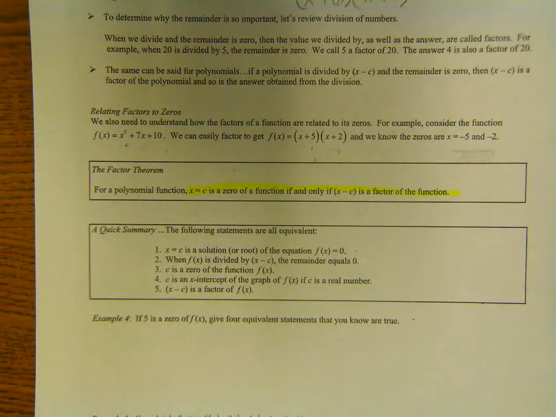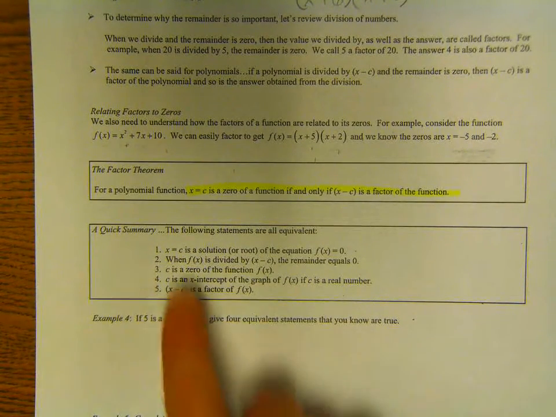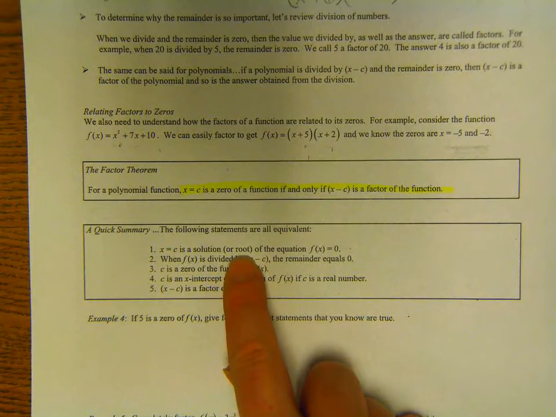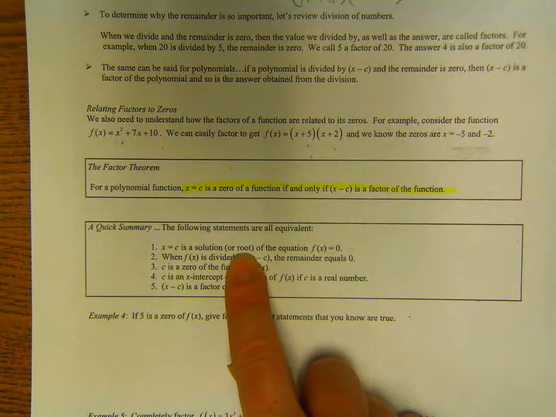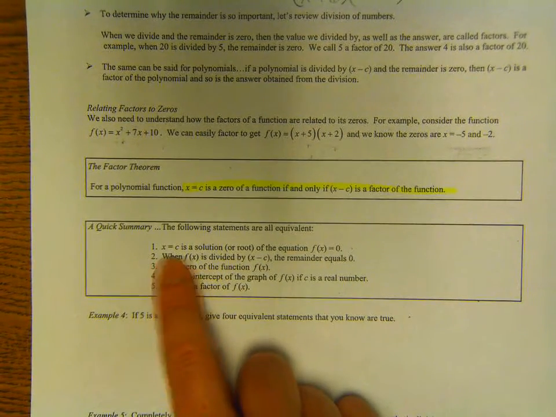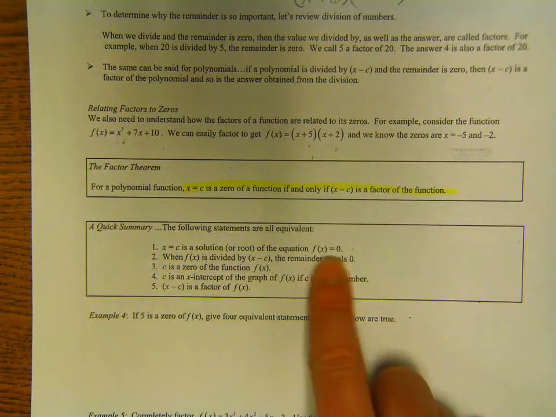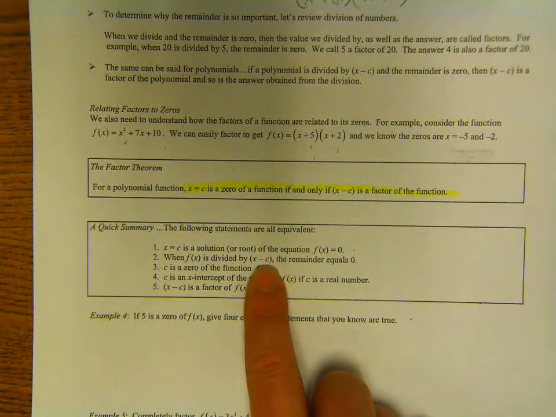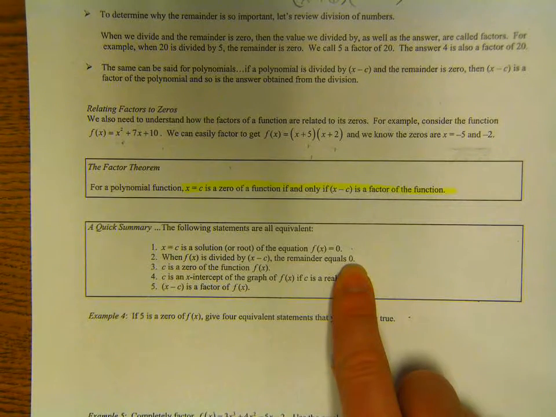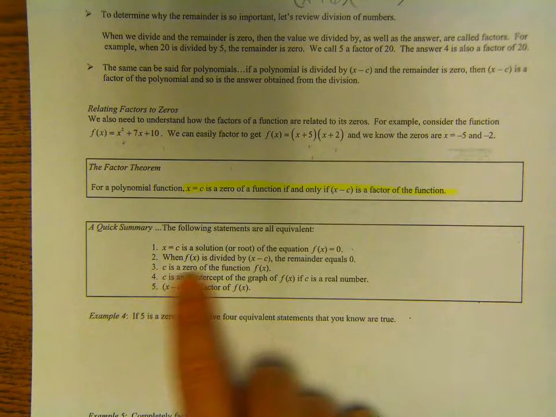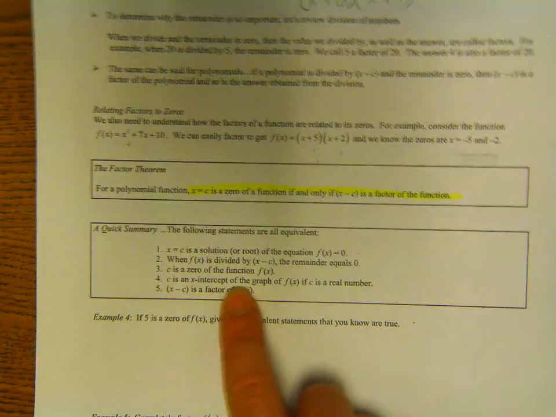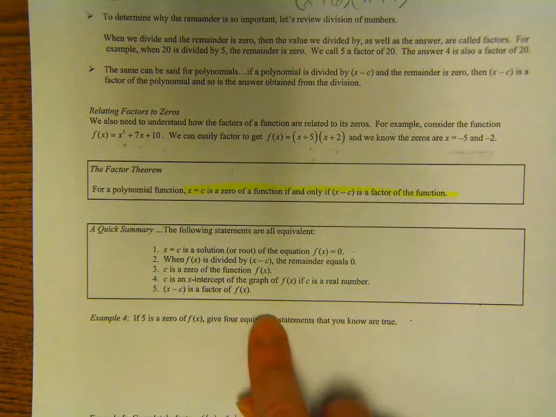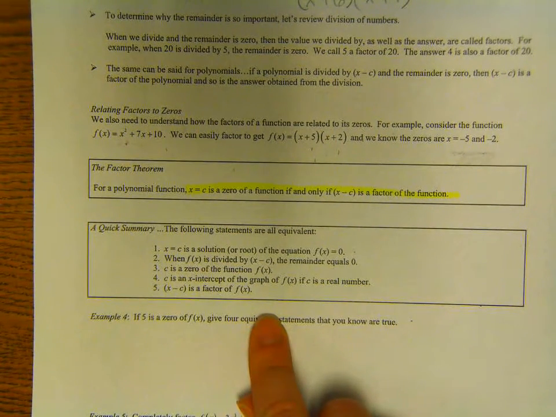If we know that this is a solution, by the way, you might see this word root. The word root, 0, x-intercept, those are all interchangeable. They mean the same thing. X equals c is a solution or root of the equation f of x equals 0. Then, when f of x is divided by x minus c, the remainder will equal 0. All these things are true. C is a zero of the function, c is an x-intercept of the graph, and x minus c is a factor. And so we got to kind of keep track today of all of those things.